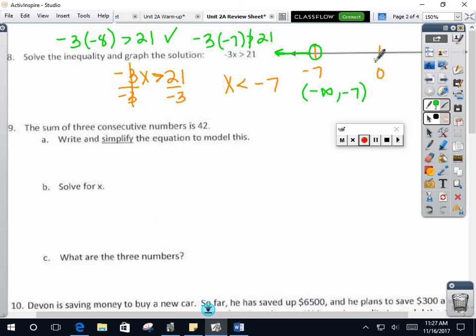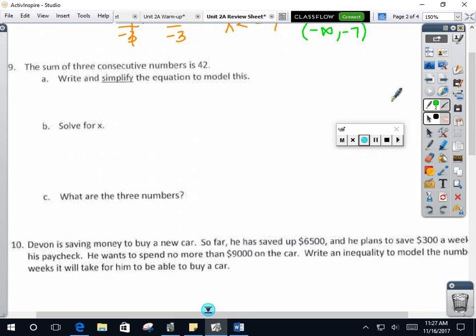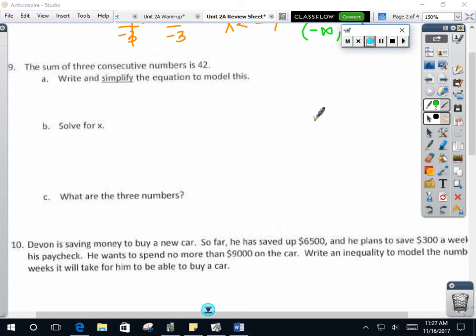work. Okay, number 9. Can I move on, or are you still copying? Okay, number 9. The sum of 3 consecutive numbers is 42. Write and simplify the equation to model this.